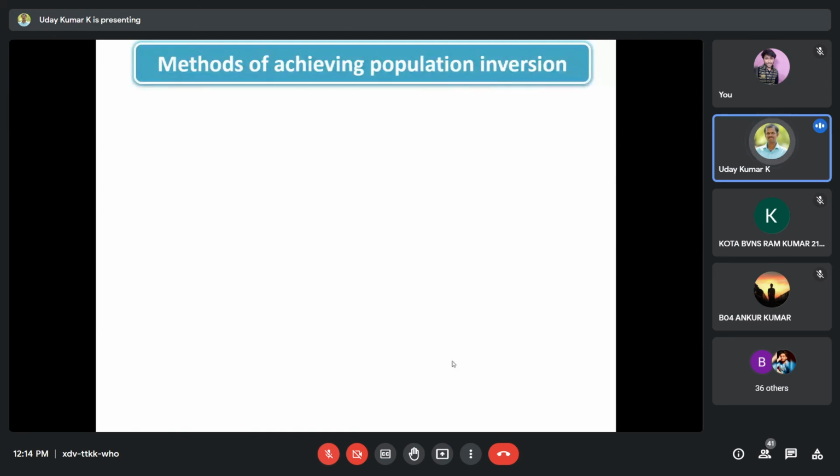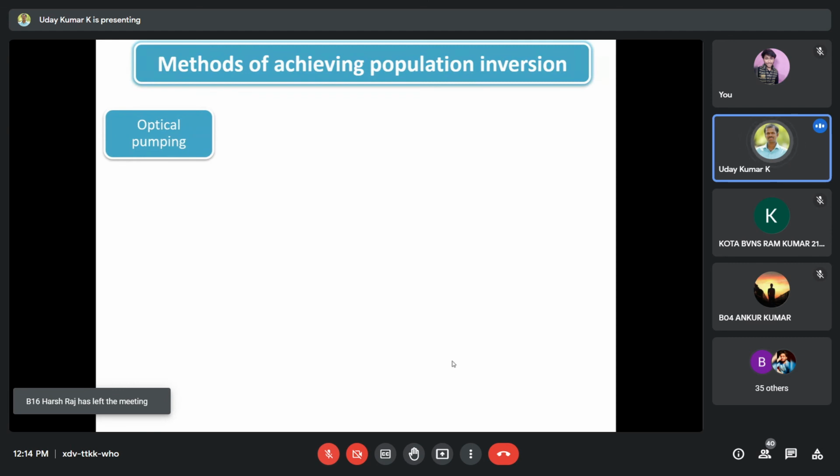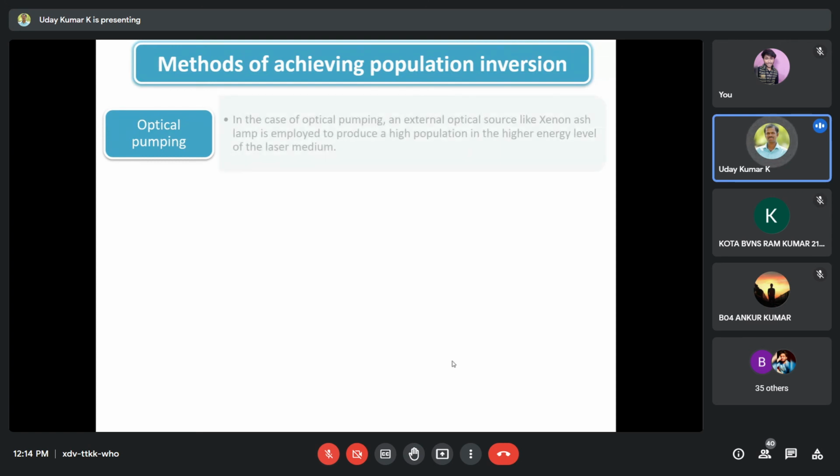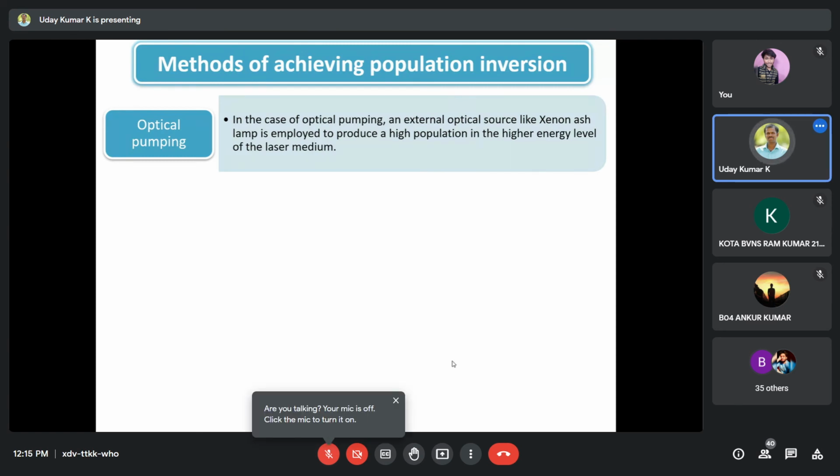Now, methods to achieve the population inversion. This is the pumping mechanism. There are various pumping mechanisms. As I told you, optical pumping means an external energy source like a xenon flash lamp, some light, is used. If you use a light source, any light source, then that is called optical pumping. When you use a light source, that energy will be given directly to the atoms, and by receiving that energy, lower energy atoms will move to the higher energy level. This is what is called optical pumping.